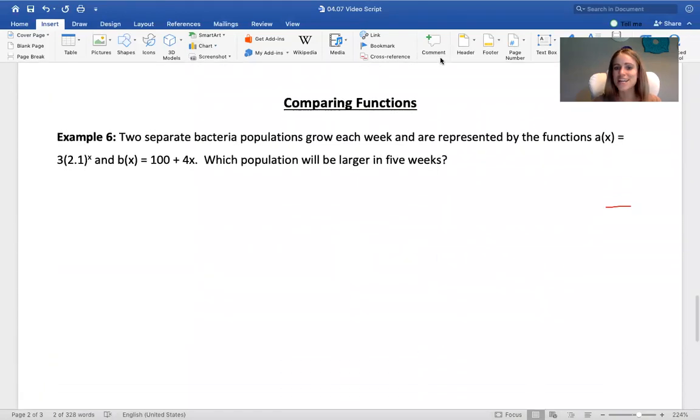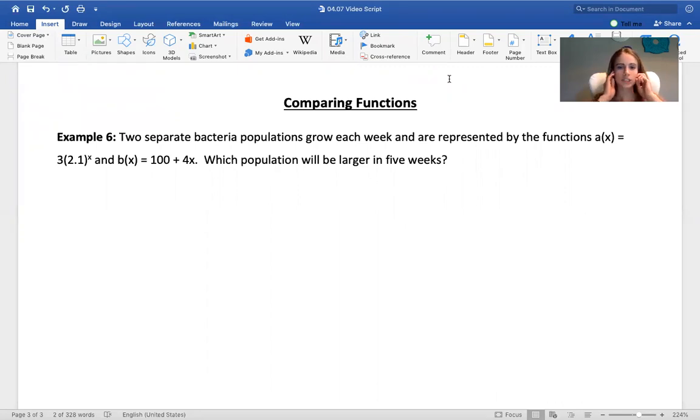All right, comparing functions. Example 6: two separate bacteria populations grow each week and are represented by the functions a of x equals 3 times 2 and 1/10 raised to the power of x, and b of x is equal to 100 plus 4x. Which population will be larger in 5 weeks?